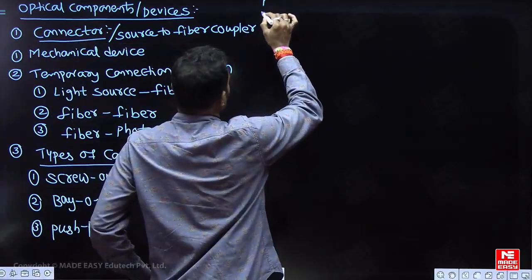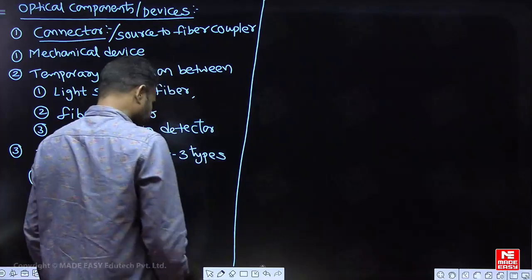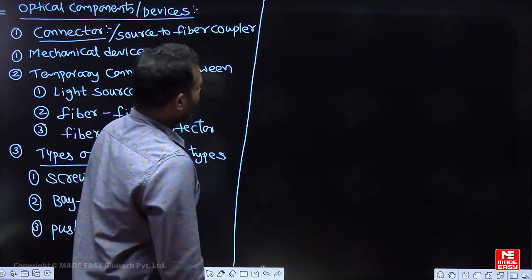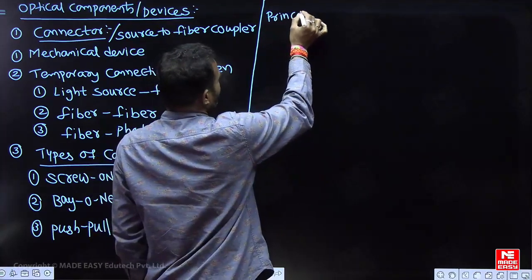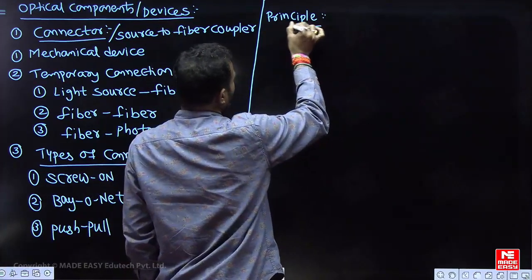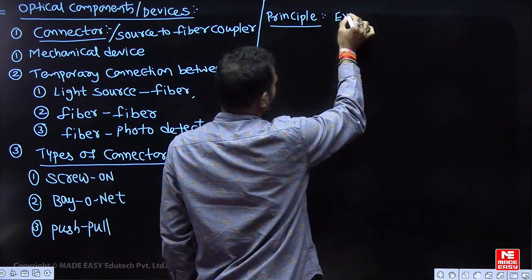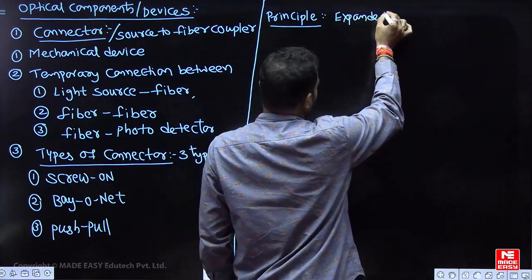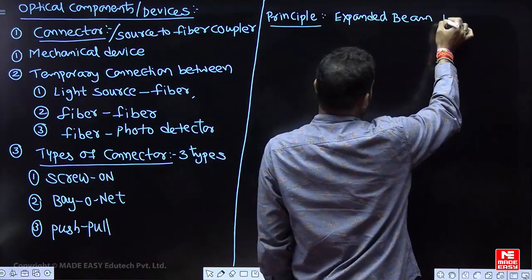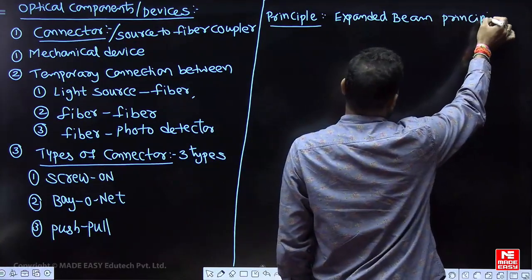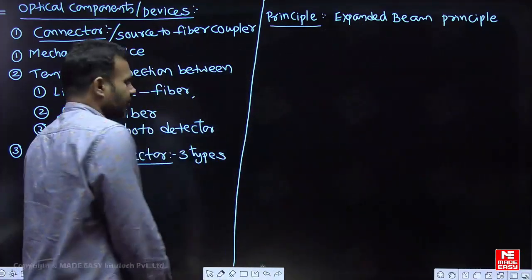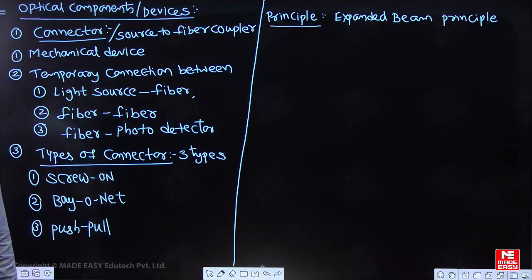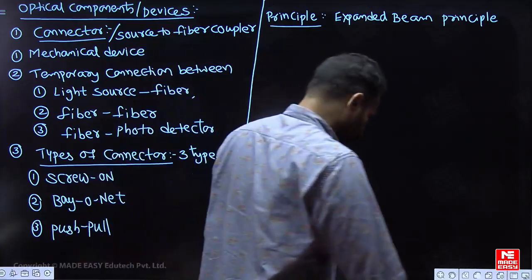After that I am going to explain the next one, the principle of the connector. In the principle of the connector we have the expanded beam principle. The expanded beam principle is the principle we use in optical communication systems. In the connector we use the expanded beam principle. I hope everybody in the class understood this.